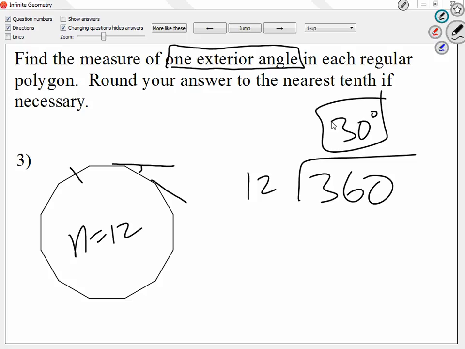Right, any questions for the first 4? We're good?